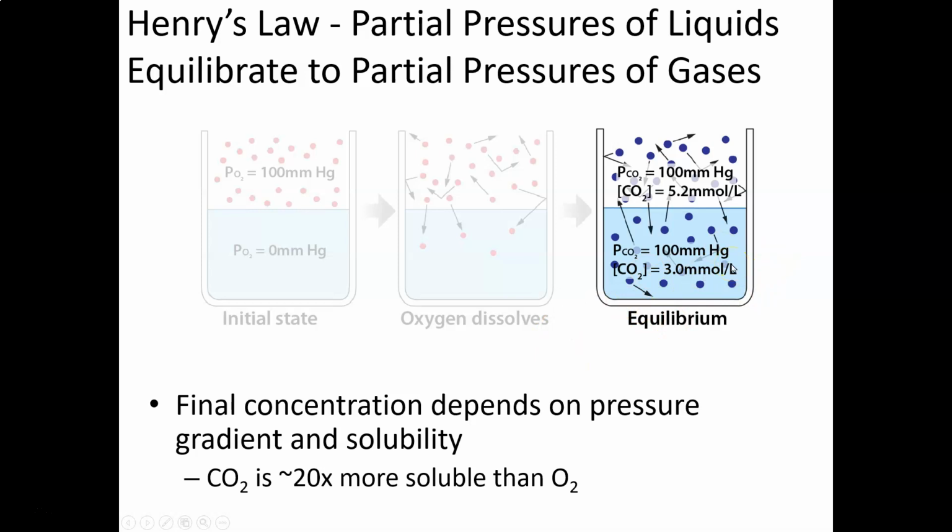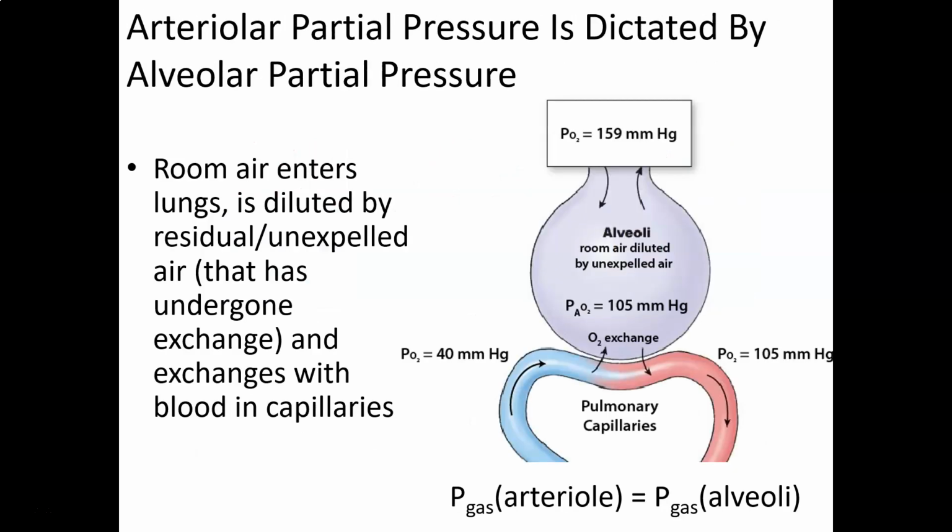Well, there's a number of factors that matter, and one of them is the final actual concentration depends on the pressure gradient and the solubility. And so there's more CO2 in the solution than oxygen because CO2 is like 20 times more soluble than oxygen in water. So we're going to see more CO2 because of that solubility difference. And that has implications when we talk about how do we move blood around our body and how do we move oxygen in that blood and CO2 in that blood around our body. And that solubility of CO2 will play a role in what we talk about.